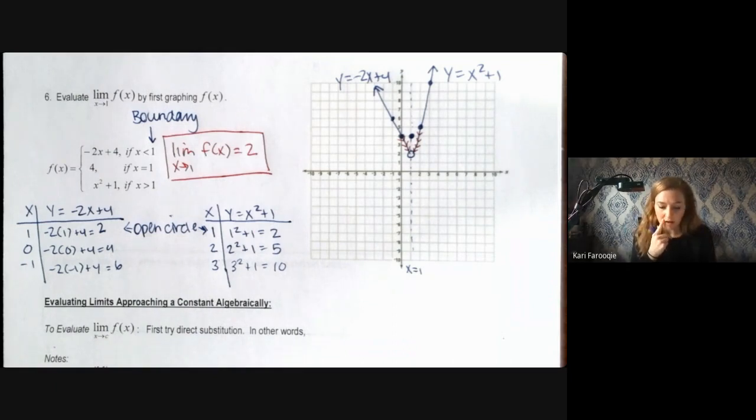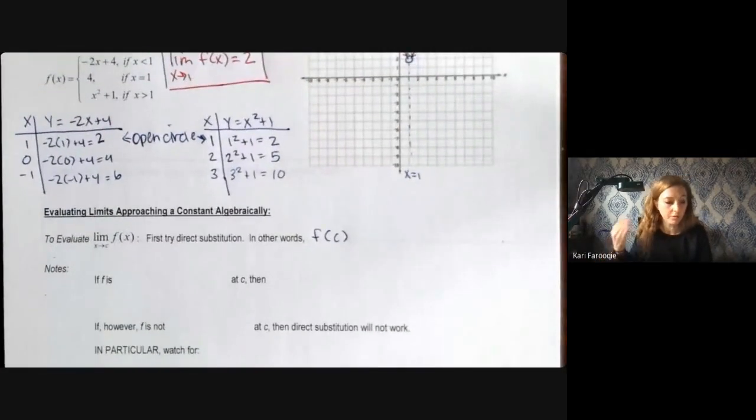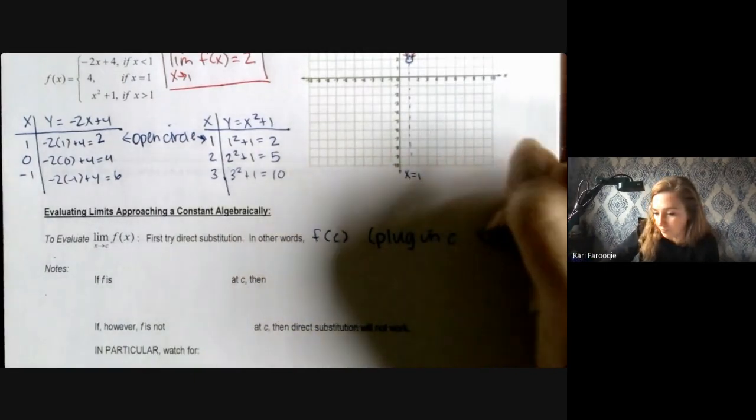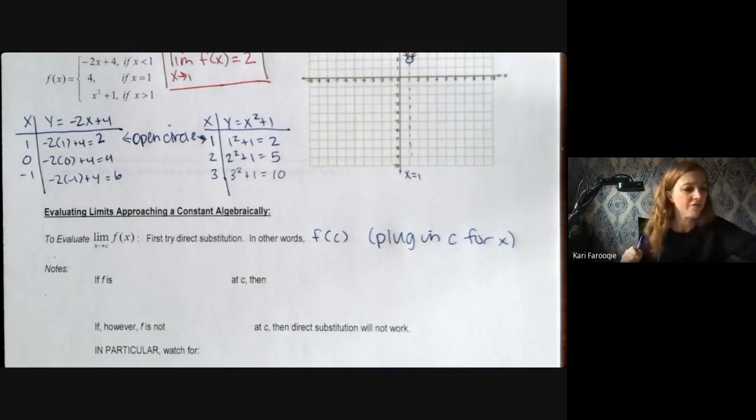Now we're going to talk about evaluating limits approaching a constant algebraically. To evaluate the limit as x approaches c of f of x, first try direct substitution. In other words, f of c. Anywhere you see x, you're going to swap it out with c. So we're going to plug in c for x. Or officially, we're going to evaluate f at c.